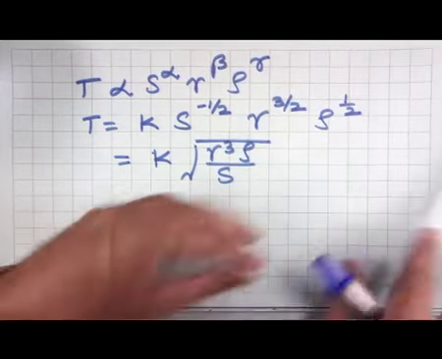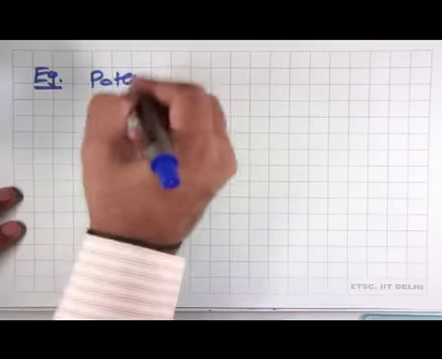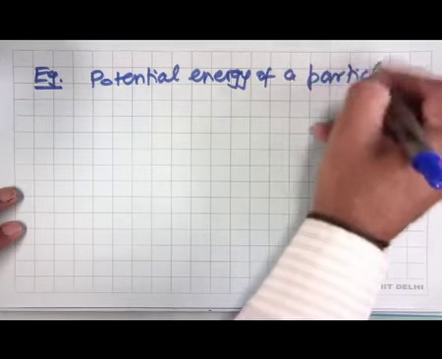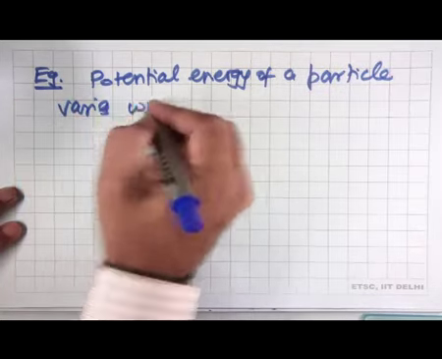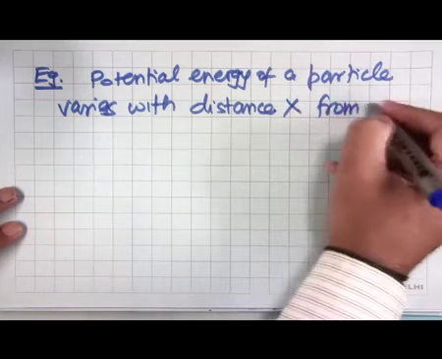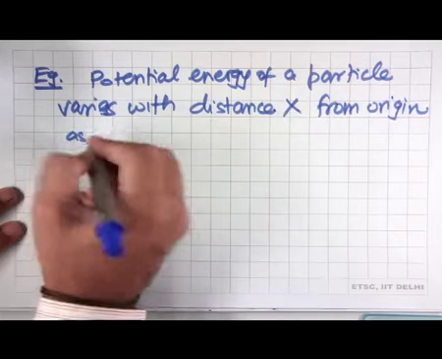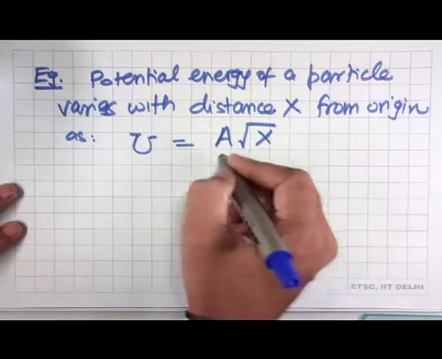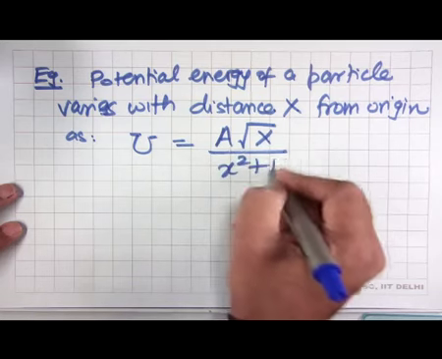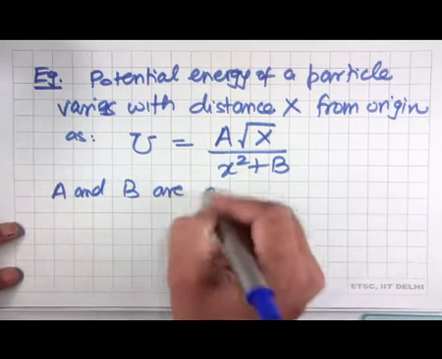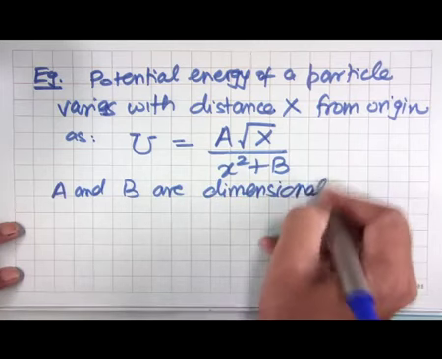Let us look at another problem, a second problem. The problem given to us is: potential energy of a particle varies with distance x from the origin as, and the formula is given to us, U, which is the potential energy, is equal to A times square root of x divided by x square plus B, where A and B are dimensional constants.